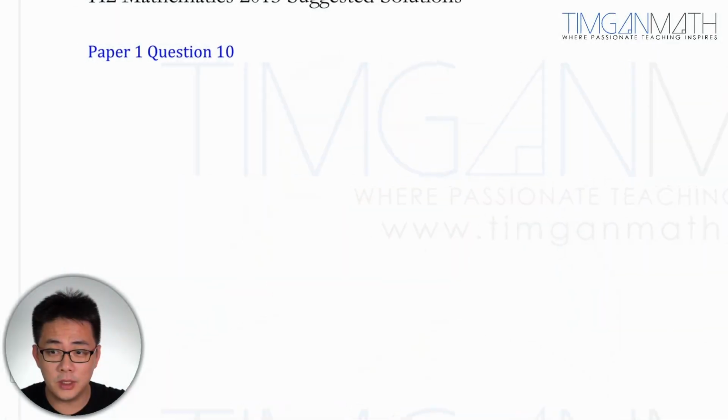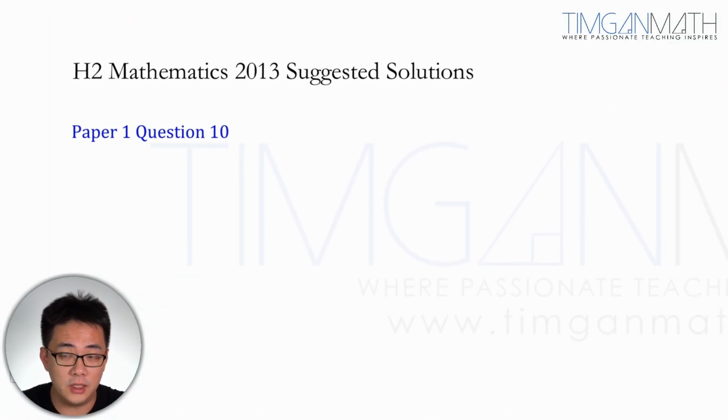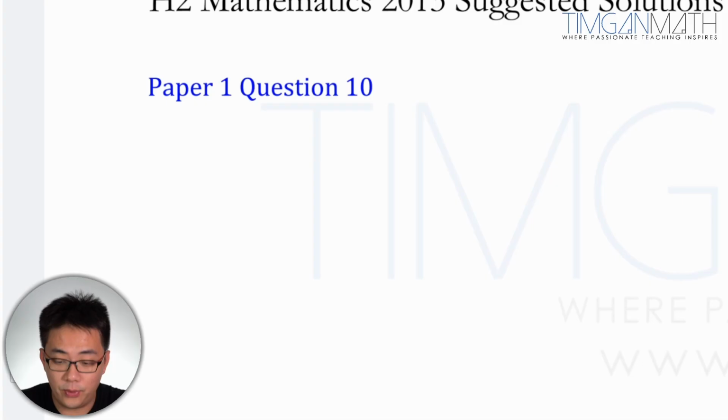So then let's look at this question here, which is on differential equations, and this question was taken from the year 2013 H2 Math paper 1, question 10. Let's see how we can do this question proficiently. We are given that dz/dx is 3 minus 2z, and this is equation A.